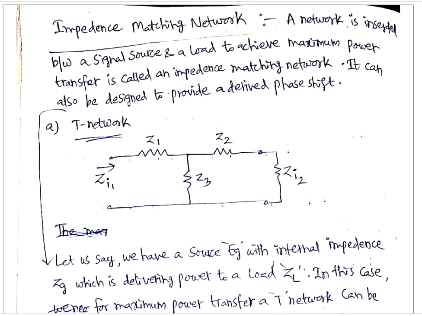So this is the T network. There is a source which can be connected this side, and there is a terminating impedance here. This is like the load, and this side we will have the source which is having some source impedance. Fine. So now we will see how this can act as an impedance matching network, under which condition, right?